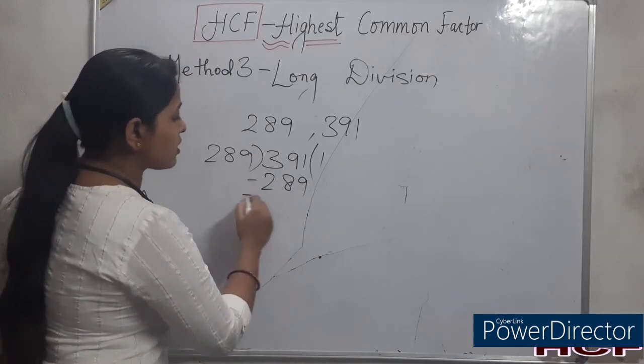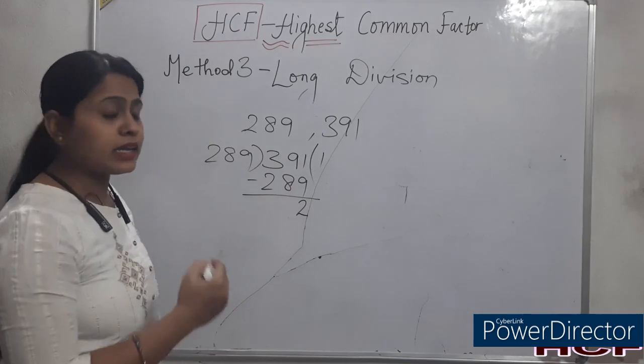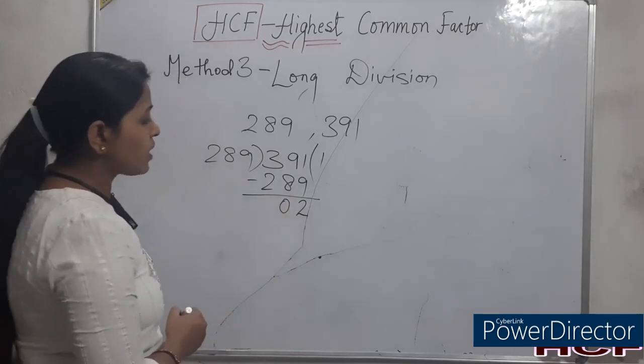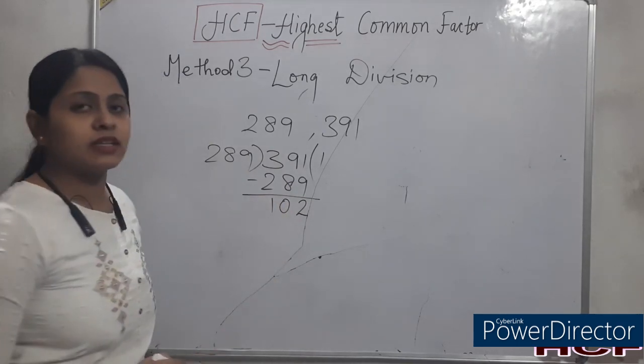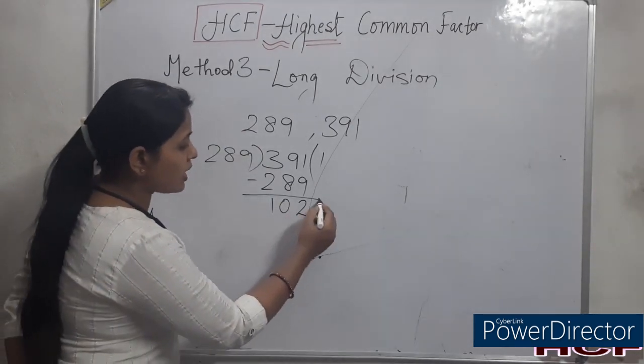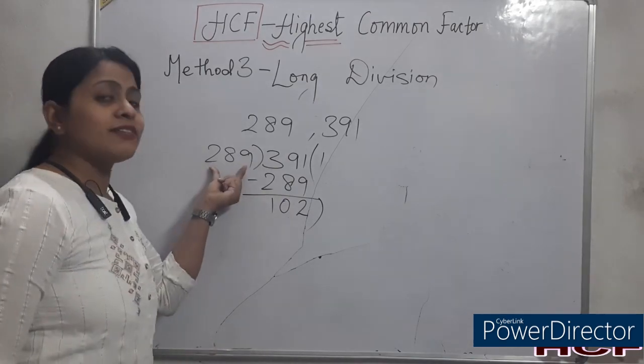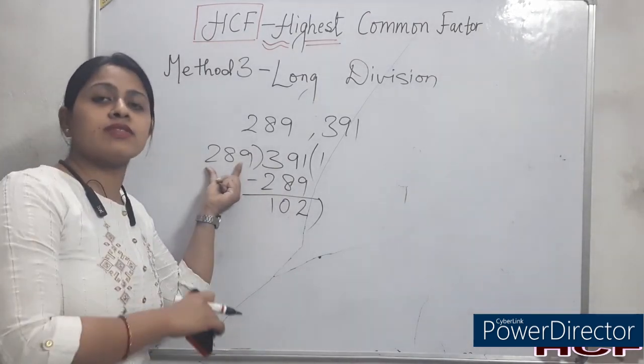Here we have to do the subtraction. 11 minus 9, 2. Again there is 8. 8 minus 8, 0. And 3 minus 2, 1. The result is 102. Now again let's divide 289 with the remainder. Here we have to divide the divisor. Here the divisor becomes the dividend.